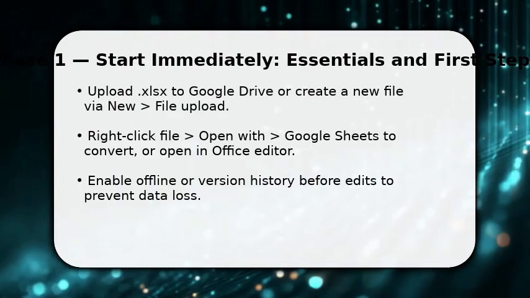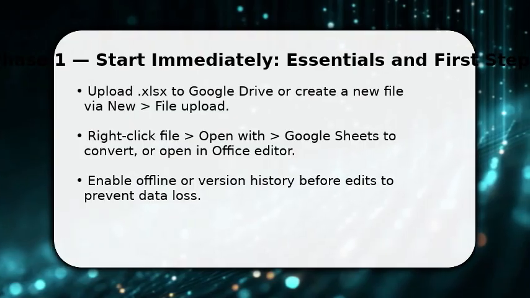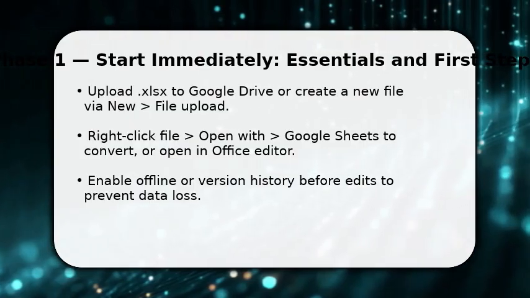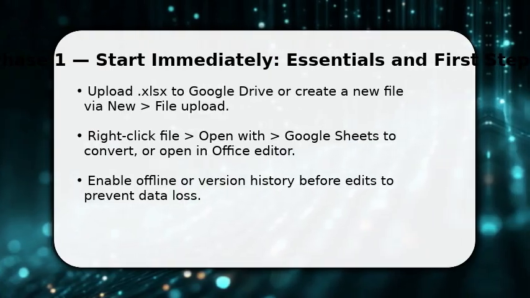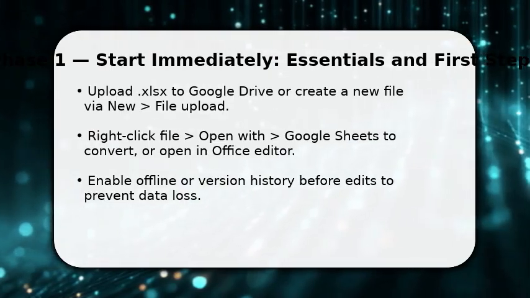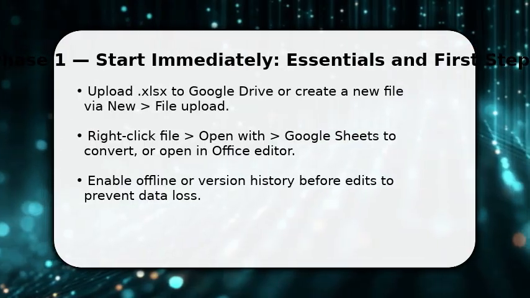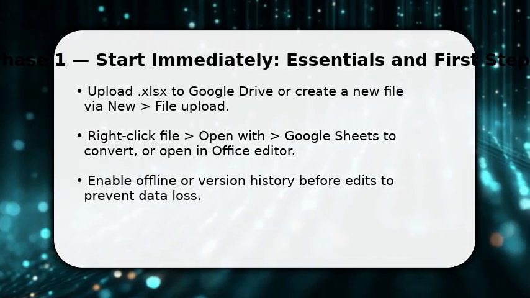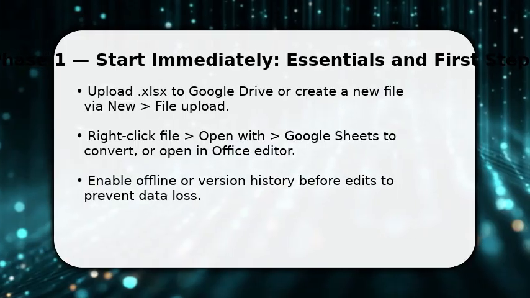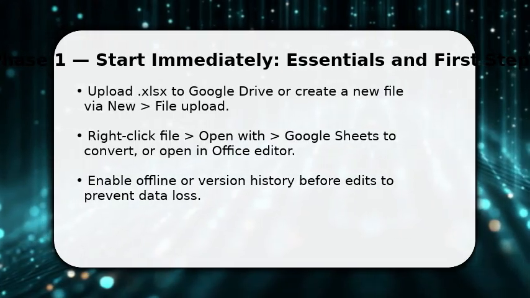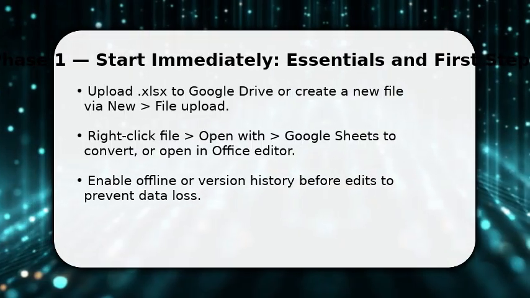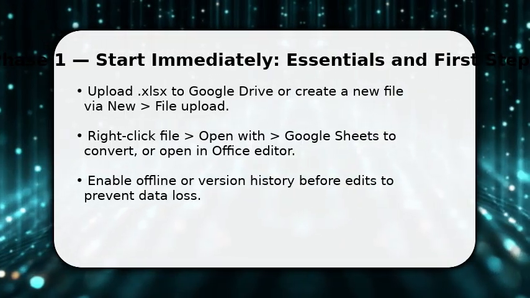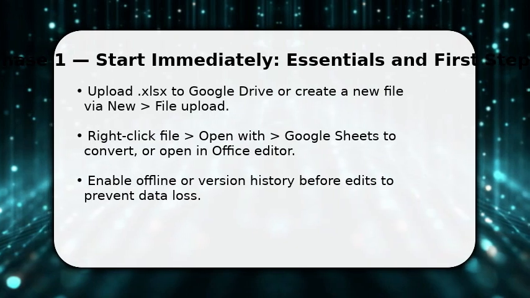You start by getting the Excel file into Drive, upload your XLSX now and stop waiting. Once uploaded, right-click and choose Open with Google Sheets to convert, or select Open with Microsoft Excel Office Editor to edit without conversion. Make sure to enable offline and version history so you can recover edits. This avoids surprises. You'll see file previews and conversion options. Pick the path that preserves formulas you need, and then move on to the next step.